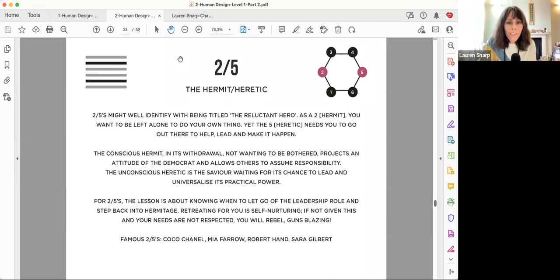2-5. So here we have that hermit aspect, but this heretic, the one where you want to be left alone to do your thing, but the 5 wants you to go and make it happen. It wants you to lead. The 5 is a leader. The 5 stands up and says, yes, I've got this, I can make it right.